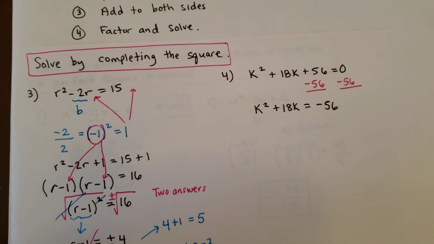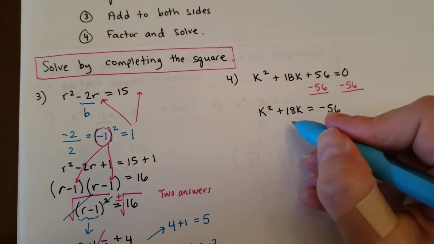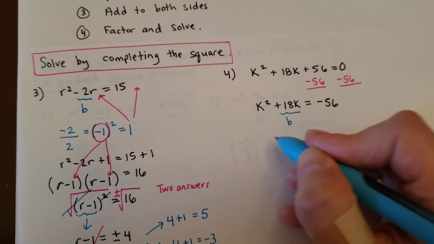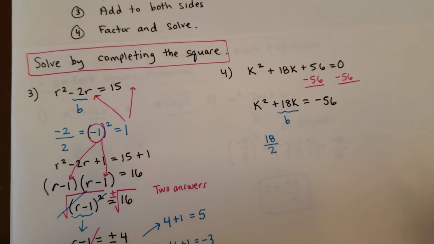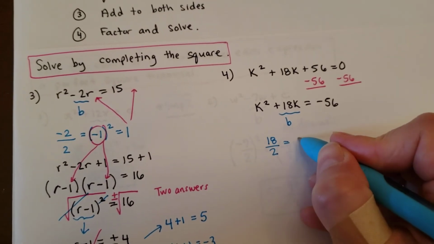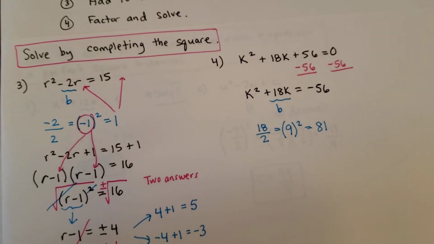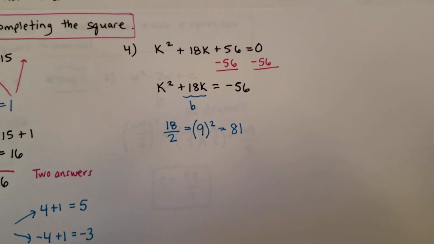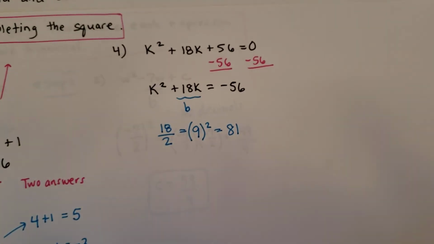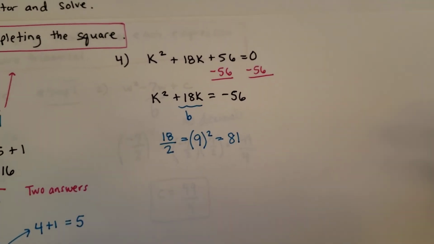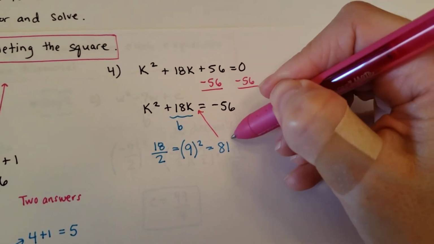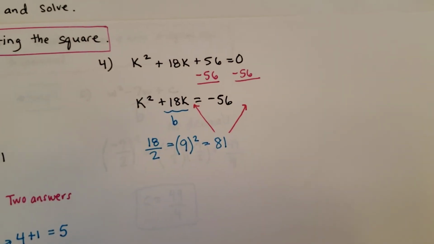And now step 2 says take your B term. So here is my B term. You're going to cut it in half. So 18, cut it in half. That goes in evenly. That's going to be a 9. And then you're going to square that. And that's going to give you an 81. This number will then get added to both sides of the equation like we did before. So this 81 is going to go here and it's going to go here.